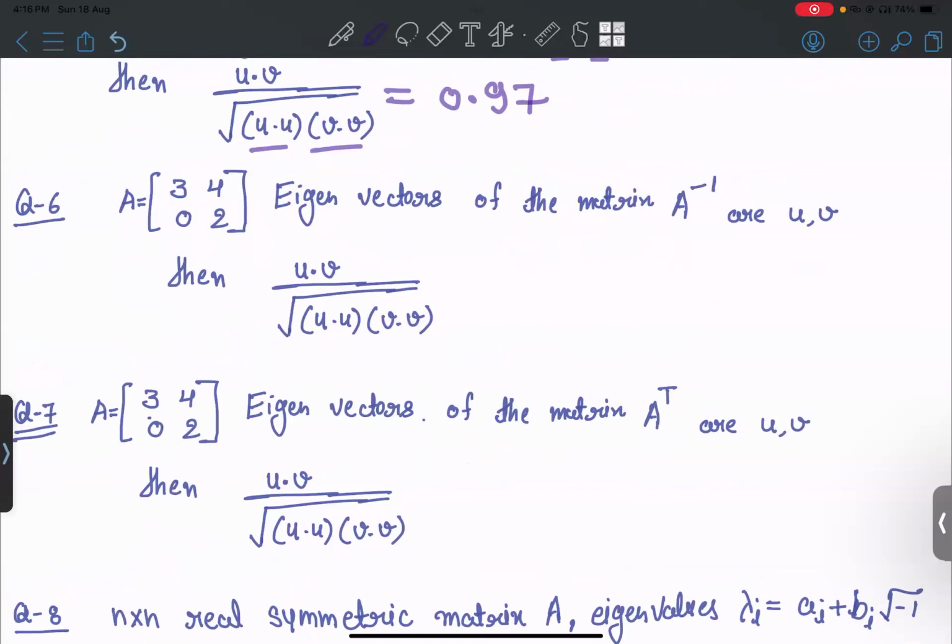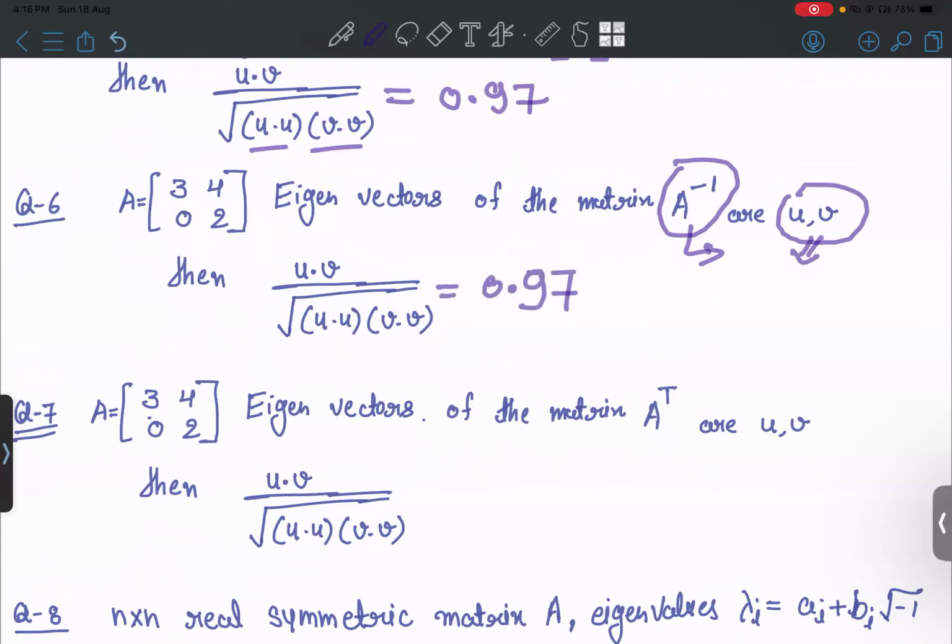Now for the same matrix A inverse, the eigenvectors are u and v, since we know if the eigenvectors for A are u and v, the same eigenvectors will be for A inverse. Means the same u and v we will get for A inverse also. Means the value will be the same, 0.97.